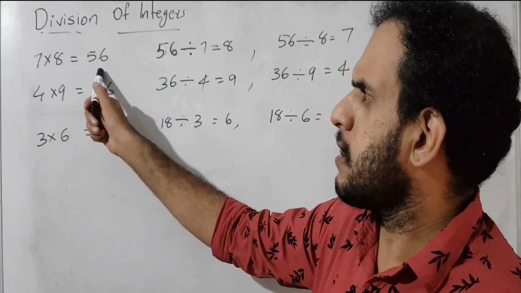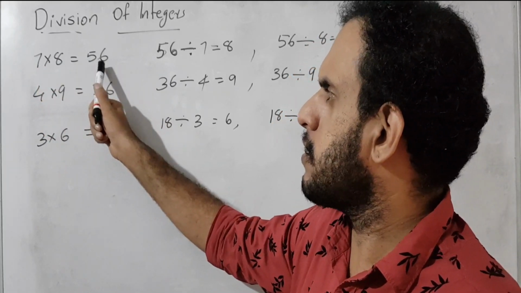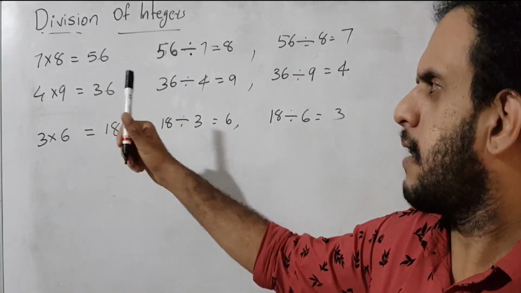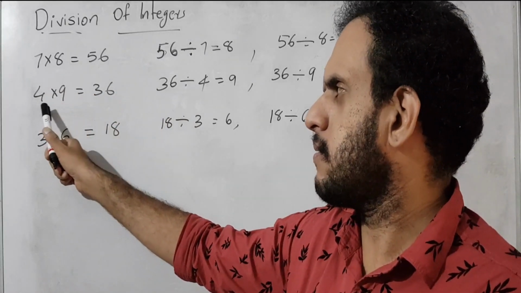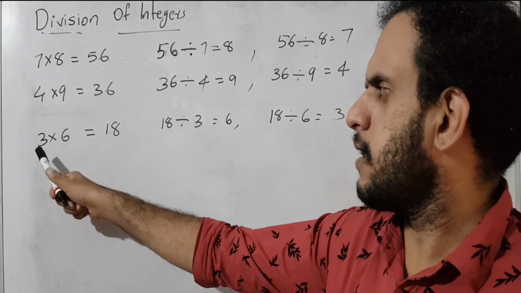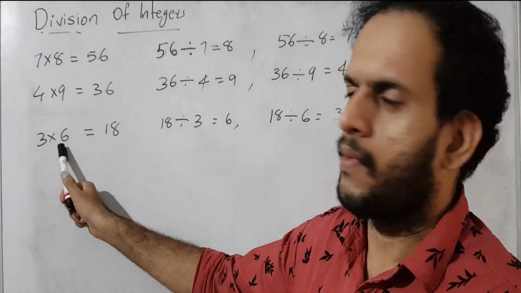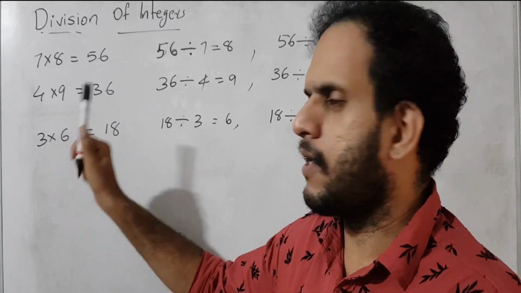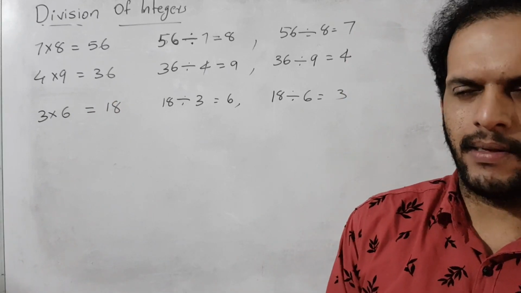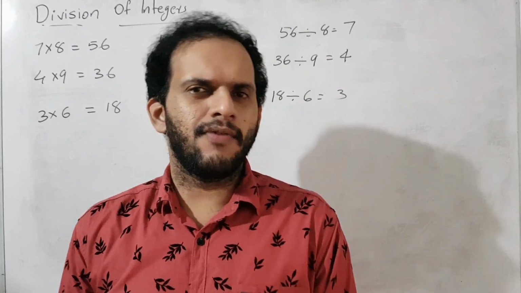7 into 8 is 56. If we divide 56 by 7, the answer is 8. If we divide 56 by 8, the answer is 7. 4 into 9 is 36, then 36 divided by 4 is 9, and 36 divided by 9 is 4. Then 3 into 6 is equal to 18, so 18 divided by 3 is 6 and 18 divided by 6 is 3. Okay? So we got the idea. The same idea we follow in the case of negative integers also.